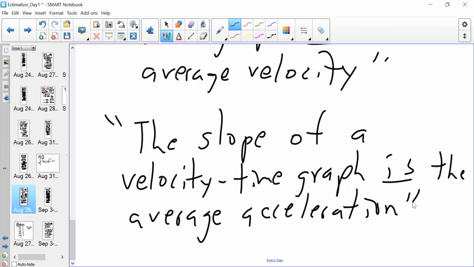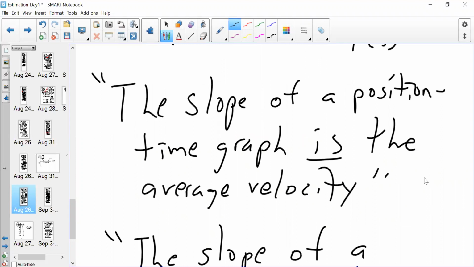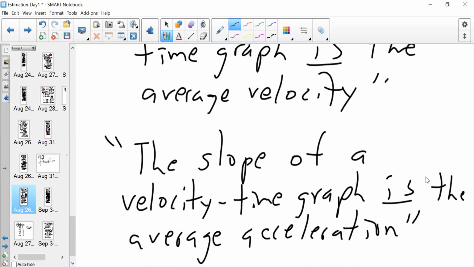You can have divisions where you have nonlinear situations, but typically in our context right now, the slope of a position time graph is the average velocity. The slope of a velocity time graph is the average acceleration. So I just want to get back on that, and then let's get back here.